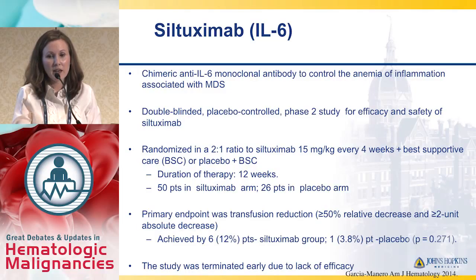Another medication that was looked at in clinical trials only was siltuximab. It's a monoclonal antibody against IL-6. Biologically in the lab, this seemed like it could be quite promising because the goal is to control the anemia of inflammation that's associated with MDS. And I think a lot of us do have a sense that for our patients, this inflammatory series of steps in the hematopoietic pathway could be modified and benefit like this.